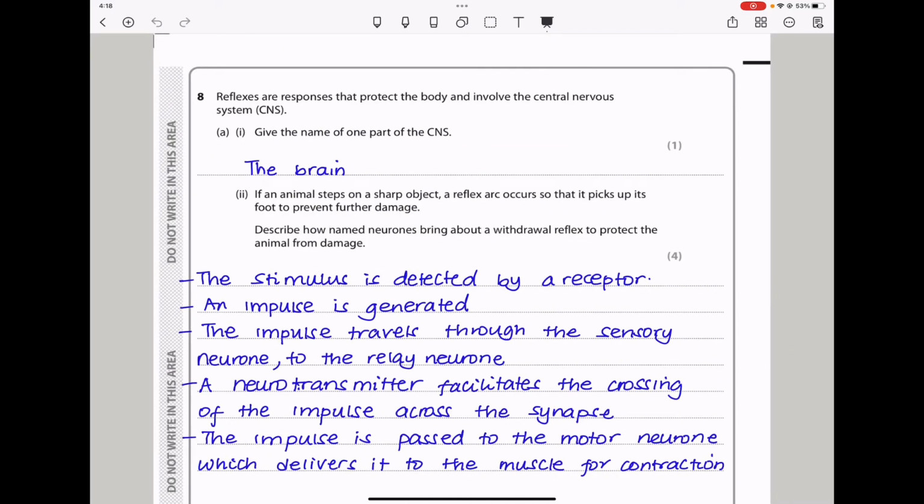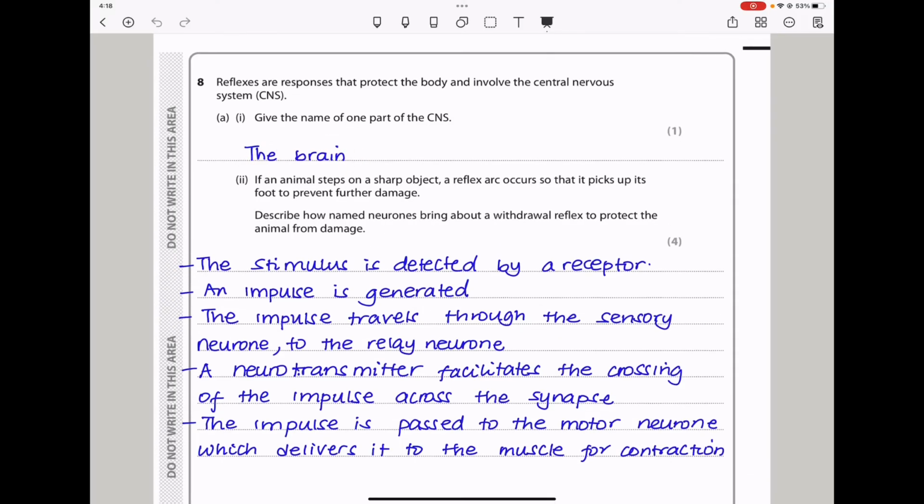Question 8. Reflexes are responses that protect the body and involve the central nervous system. Give the name of one part of the central nervous system. This is going to be the brain, or you could say the spinal cord.